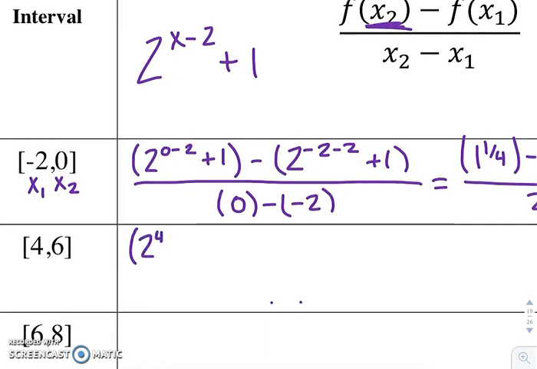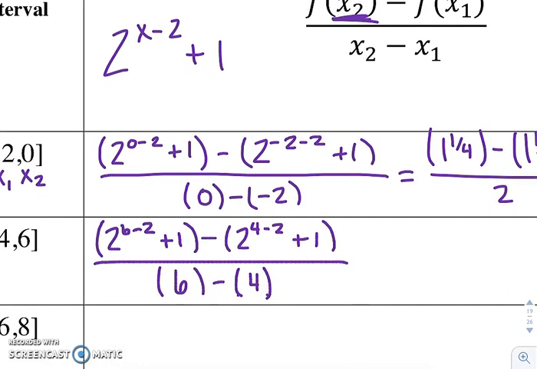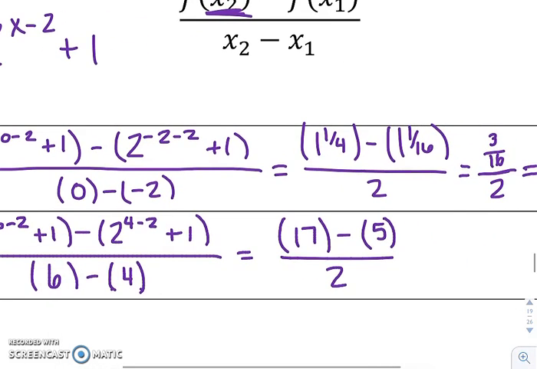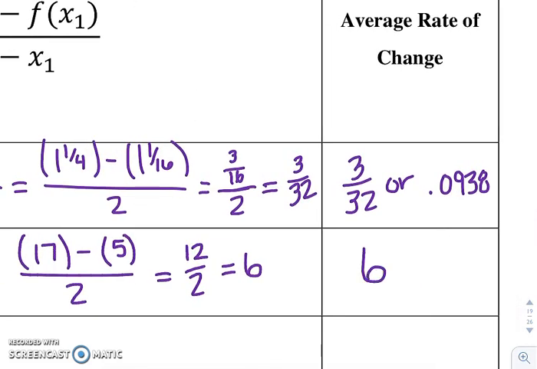So 2 to the power of 4 minus 2, plus 1, minus 2 to the power of, and I did my x1 first, 4 minus 2, plus 1, over 6 minus 4. So 2 to the 6 minus 2 is 2 to the 4th, which is 16, plus 1 is 17. Minus 4 minus 2 is 2. 2 squared is 4, plus 1 is 5. And then 6 minus 4 is 2. So 17 minus 5 is 12 over 2, which is 6. So the rate of change for this interval is 6.